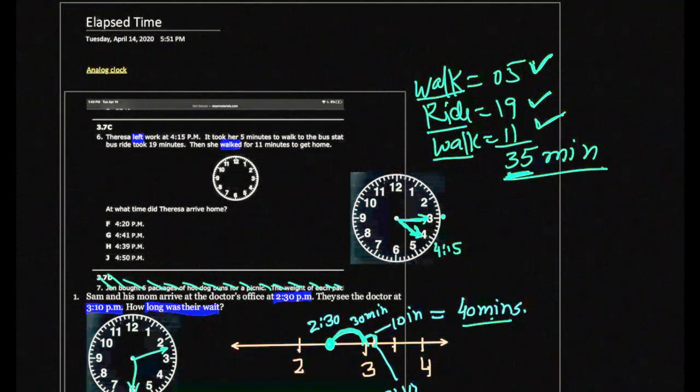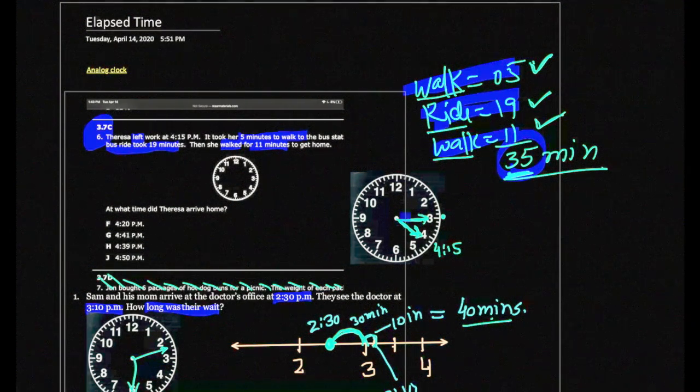Guys, so today we're going to cover elapsed time, and it's right here. I'm going to do question number 6, task number 3.7. The question says that Teresa left work at 4:15 p.m. and it took her 5 minutes to walk, 19 minutes to ride, and she walked another 11 minutes. So what I did here, I added the walk time, the ride time, and the walk time, and the total is 35 minutes.